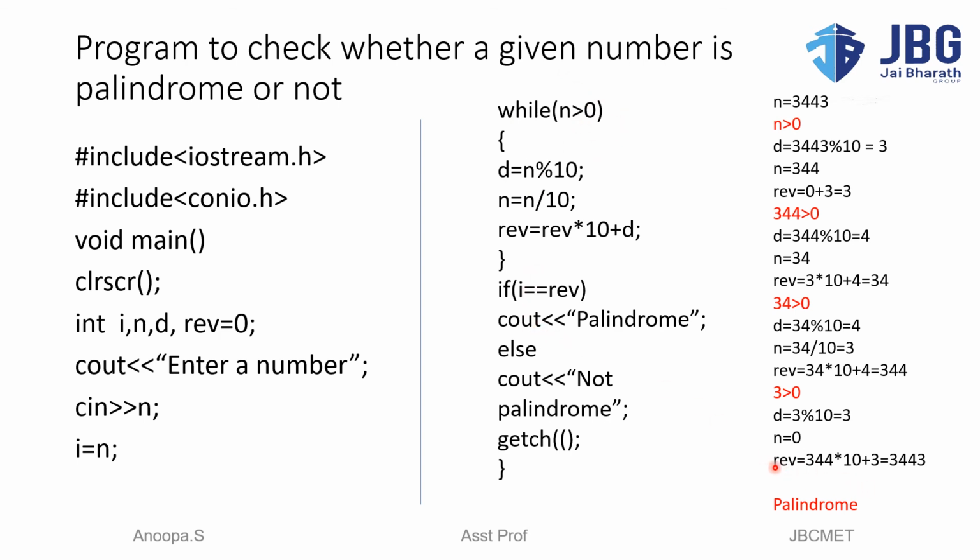Now I have reverse as 3443, so i is equal to reverse, so it is a palindrome. So this is the logic. We will get the number, we will find the reverse of the number and store it in another variable, and we will compare it.